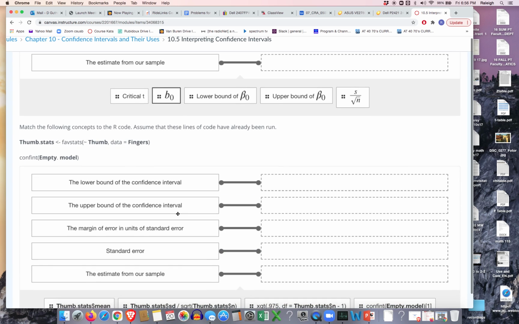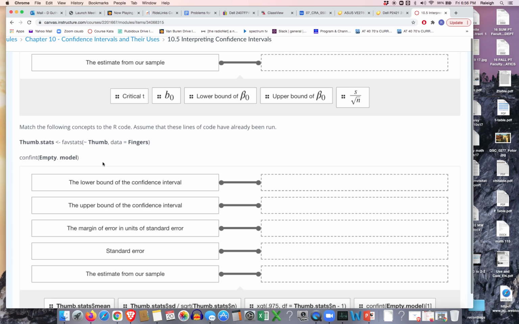Okay, getting close to the end here. Match the following concepts to the R code, assuming that these lines of code have already been run, and so we have thumb.stats, which has come in from the favstats with the variable tilde thumb from the data set called fingers, and then they're going to try to find the confidence interval, the T version of that, because it's not default, of what they call the empty model.